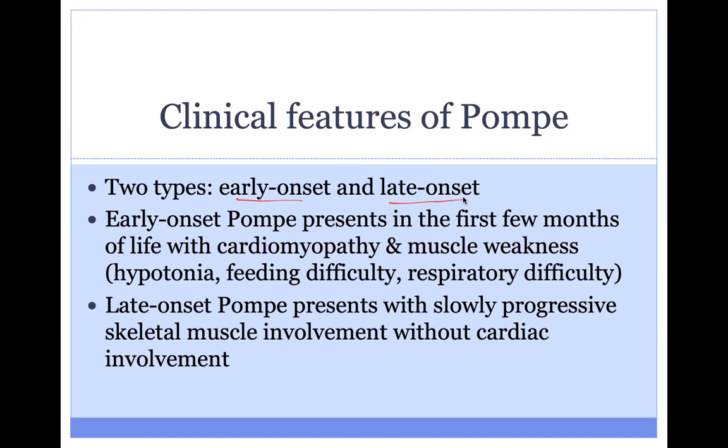Now, the second type of Pompe is called late-onset Pompe, and this presents typically a little bit later on in life with slowly progressive skeletal muscle involvement without cardiac involvement. So there's going to be only skeletal muscle, but not the heart in late-onset Pompe disease.